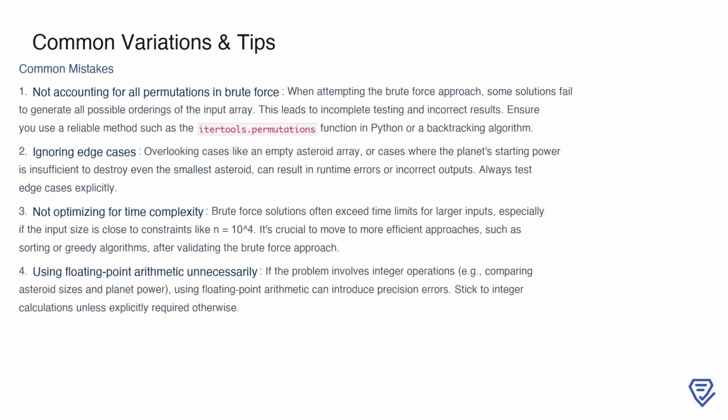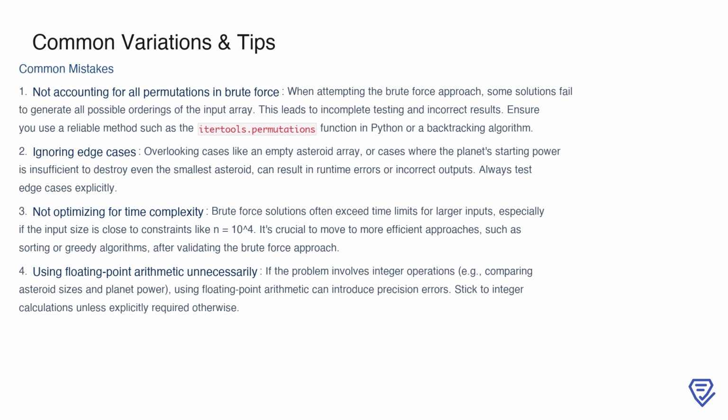When tackling this problem, it's important to be aware of common mistakes that can lead to incorrect or inefficient solutions. One major issue is failing to account for all permutations in a brute force approach. For example, if you try to generate all possible orderings of the asteroid array manually without using a reliable method like itertools.permutations in Python or a backtracking algorithm, you might miss critical test cases.